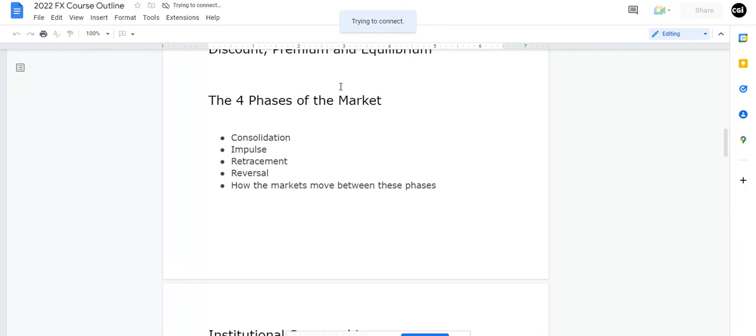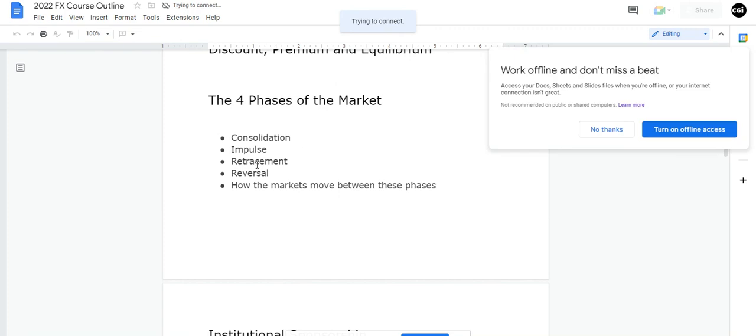In fact, I won't talk about all four phases. I'll just talk about one or two. Tomorrow we'll continue so that I won't get confused.